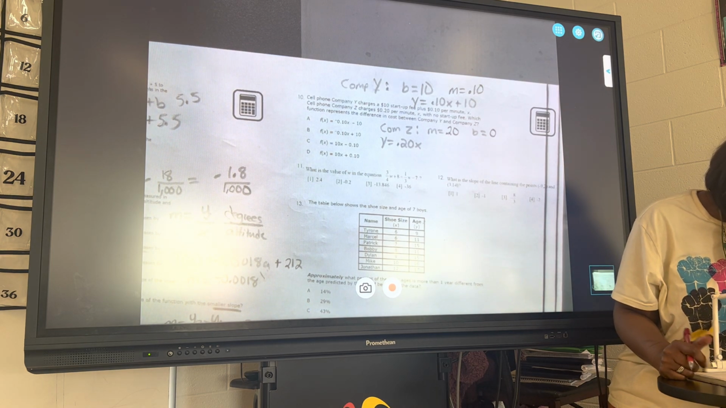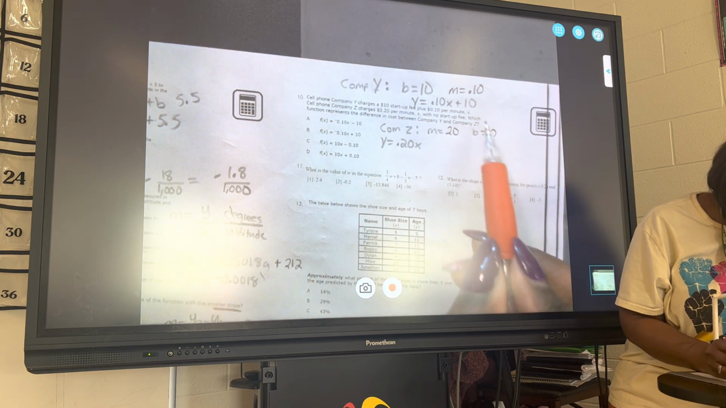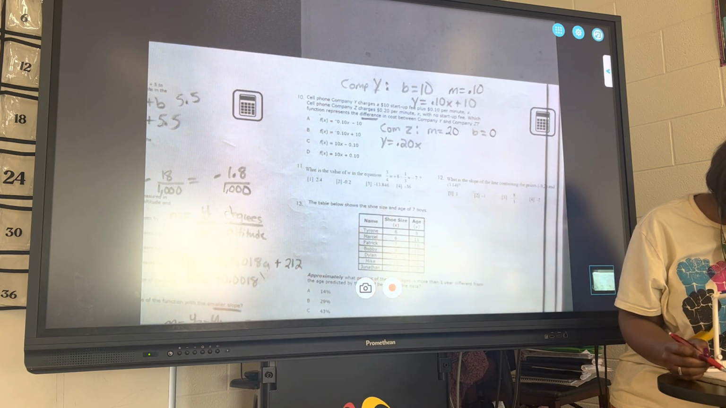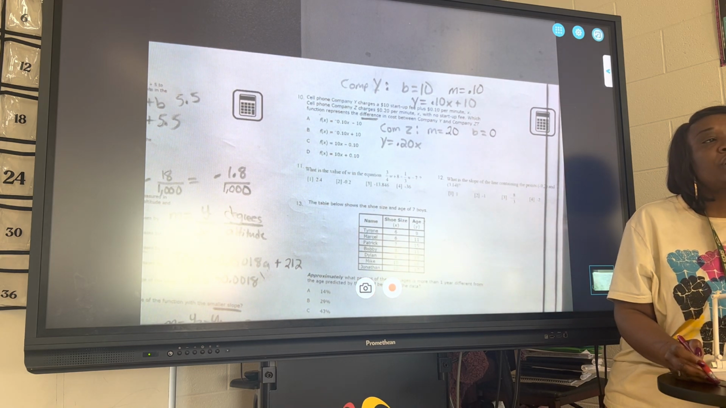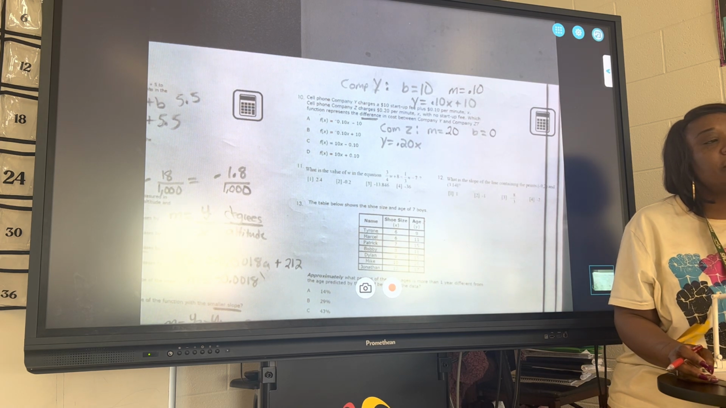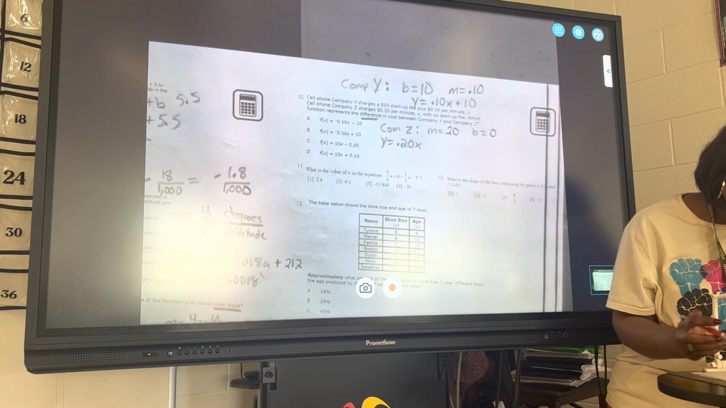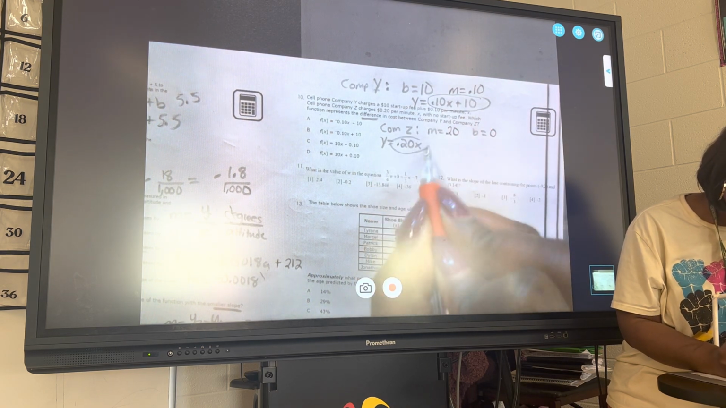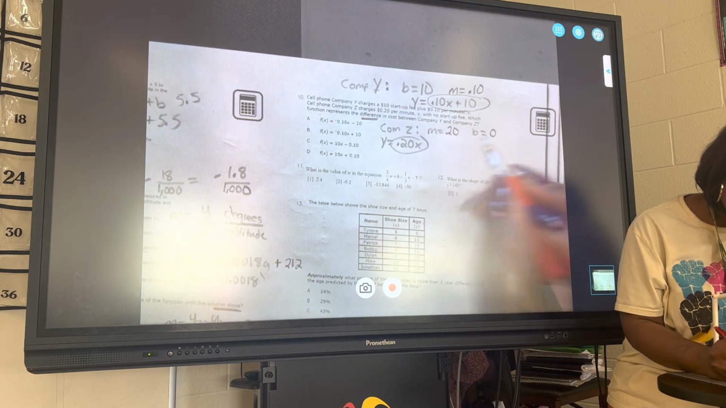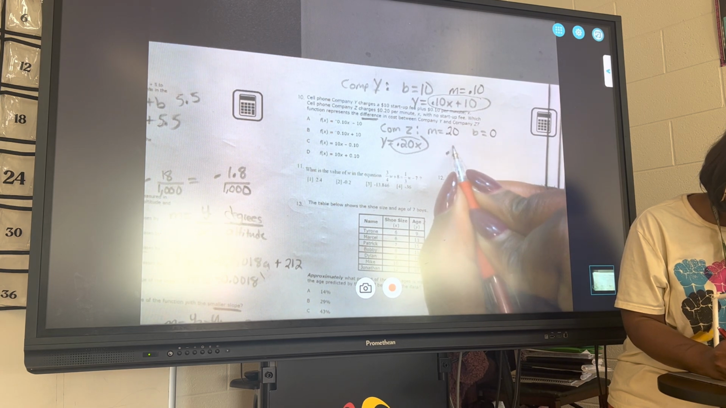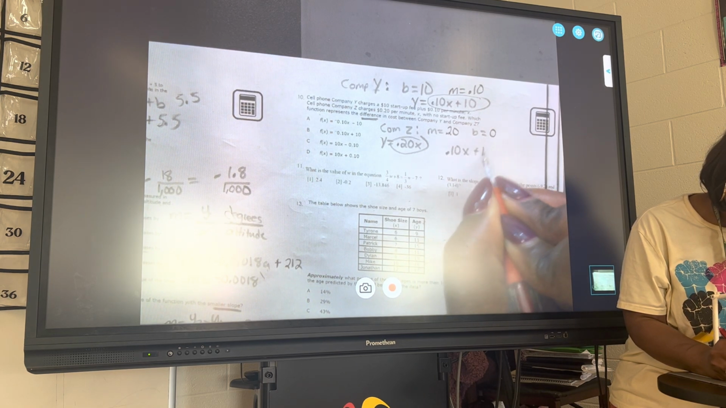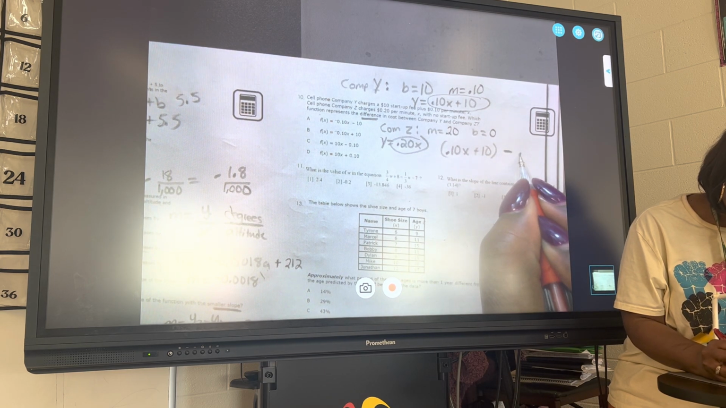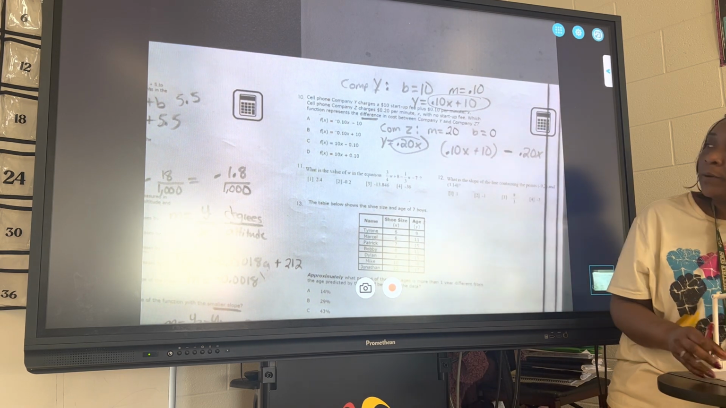All right, so now it's saying which function represents the difference in cost. What is the operation that we're going to use to figure out the difference? Subtraction. So you're going to subtract these two functions from each other. This function minus this function. So the first function is 10x plus 10, and you're going to subtract it from the second function, which is 20x, okay?